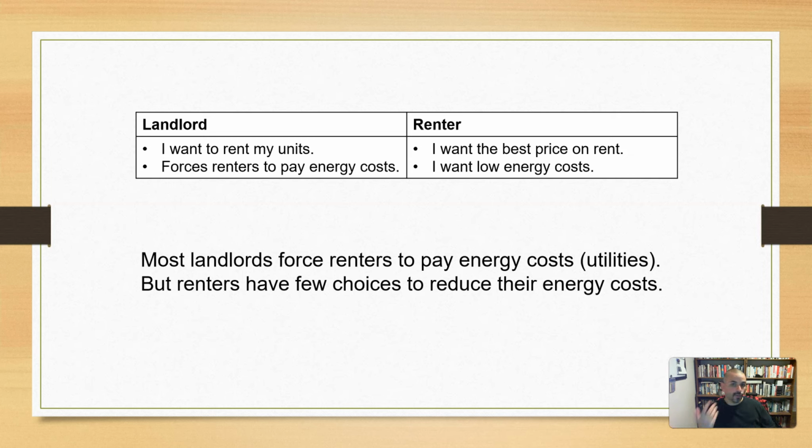So if the landlord's forcing the renter to pay for all of the energy use, then again, there's no shared interest here. Landlords don't really care about this very much in this situation because they simply force somebody else, the renter, to pay for it.